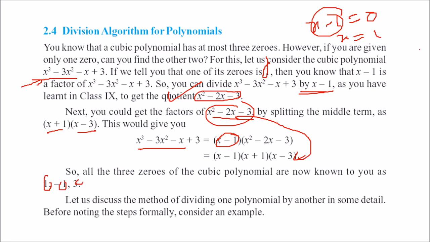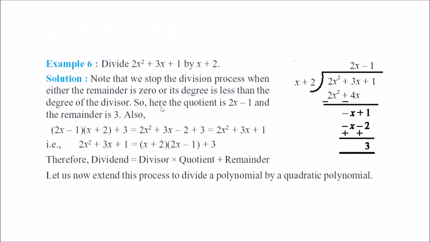Now, this came when I told you the solution, so how do we actually get it? Let us take an example: we want to divide 2x square plus 3x plus 1 by x plus 2. Take 2x square and divide it by x. What do you get? 2x, so you place 2x here. Now multiply 2x by x plus 2, which gives 2x square plus 4x. Place it here and subtract. This gets cancelled, and this will be minus x.